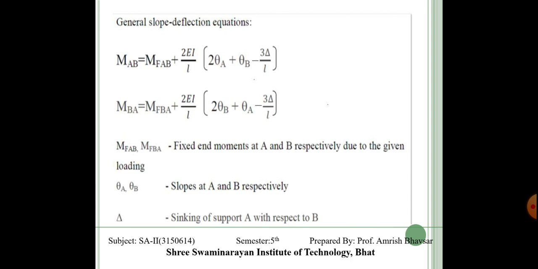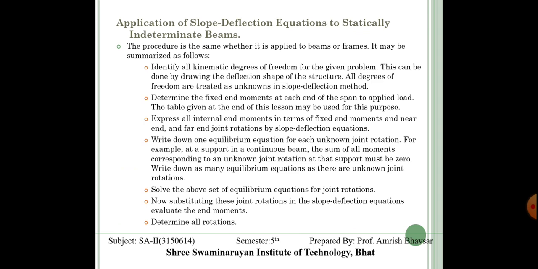Rotation at support: if our support is simple, then rotation at A or at B is there. But if the support is fixed, then theta is 0. Here deflection is also there, delta. What is that delta? If our support is sinking due to force, then delta is there, otherwise delta is 0.